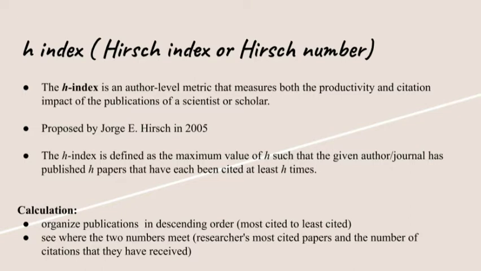Okay, so before that, a few steps to remember during the calculation of H index. Firstly, we organize the publications in descending order, that is, from the most cited to the least cited. And the second step is that we'll see the meeting point of two numbers. The two numbers refer to one, the researcher's most cited papers, and the second, the number of citations that have been received.